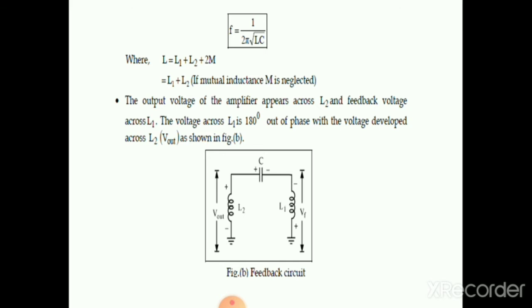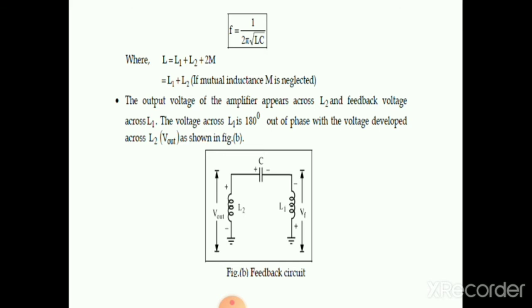Sorry, my mistake. The inductors L1 and L2 are connected in series itself. Though it is grounded, the current flowing through L1 and L2 will be the same. So we can say they are in series itself. That's why the total inductance will become L1 plus L2 plus 2M, 2 mutual inductance. If mutual inductance is neglected, then it will become L1 plus L2.